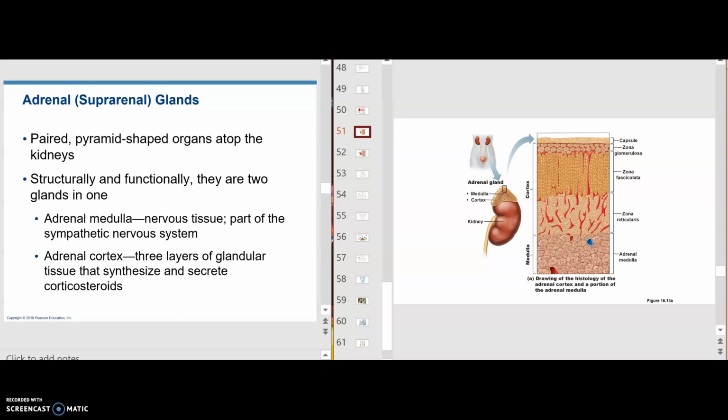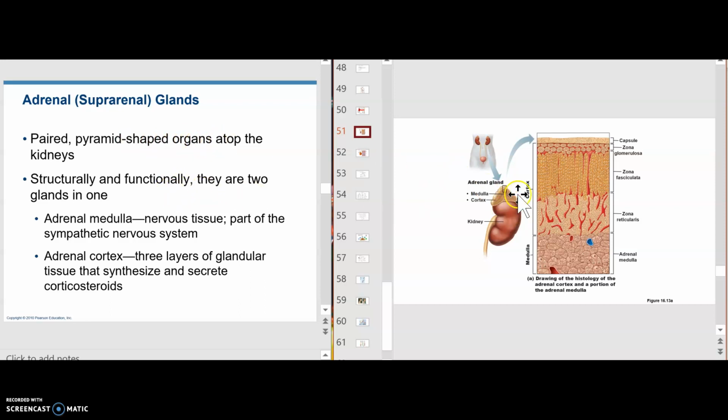Class, we're talking about the adrenal glands, which are also called the suprarenal glands. These glands sit on top of each kidney. So it's added to the kidney, the renal, or supra, above the renal. It is a pyramidal-shaped organ atop the kidney.